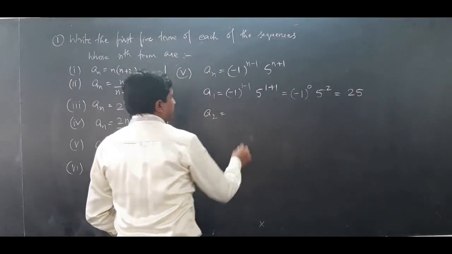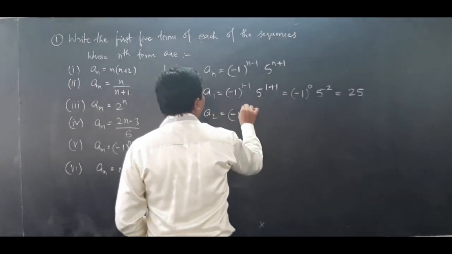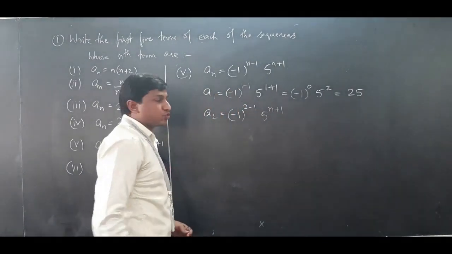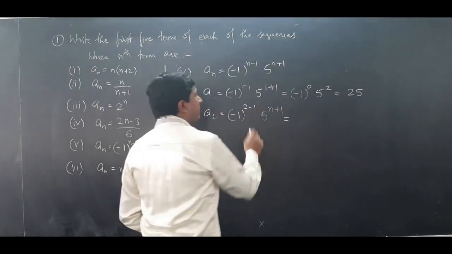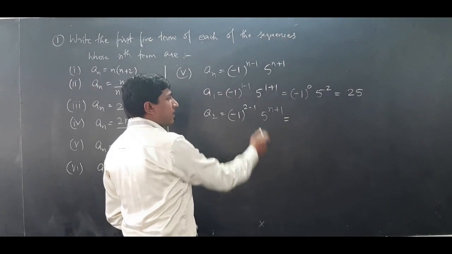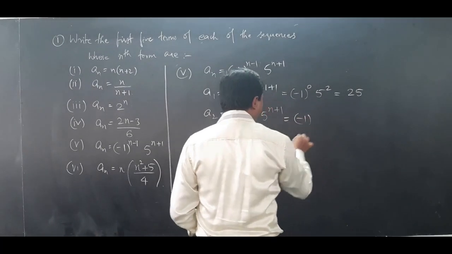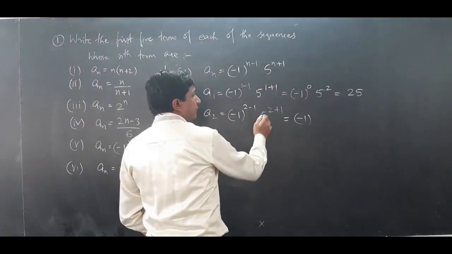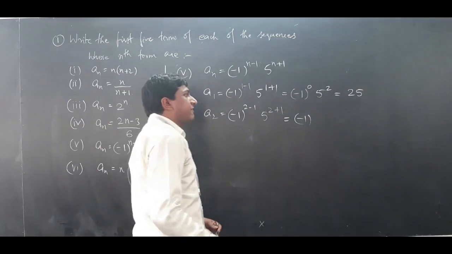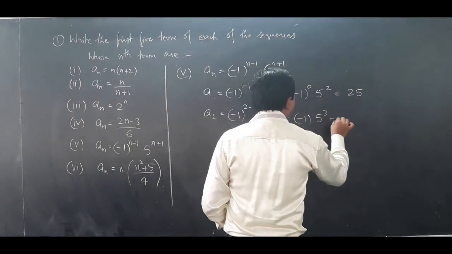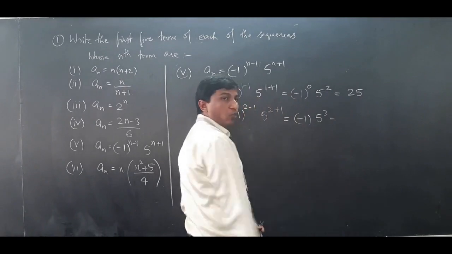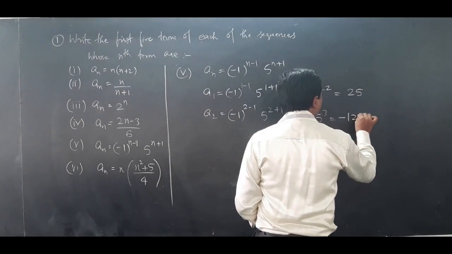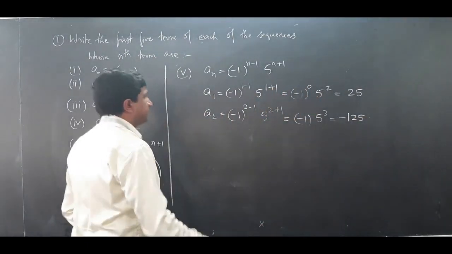Second term, A2, minus 1 whole power 2 minus 1 into 5 power 2 plus 1. So this is nothing but 2 minus 1 is 1, minus 1 power 1 is minus 1, 5 power 2 plus 1 is nothing but 5 cube. So what is the value of 5 cube? It is nothing but 125. 125 into minus 1 is minus 125.